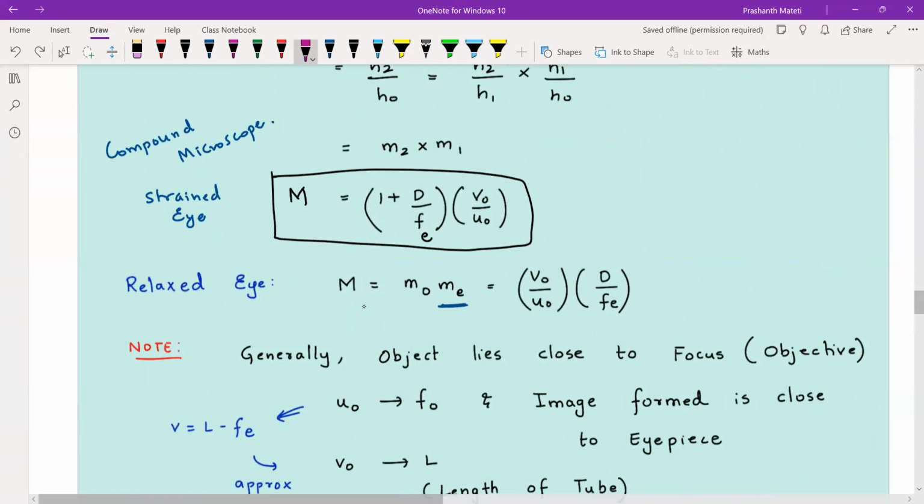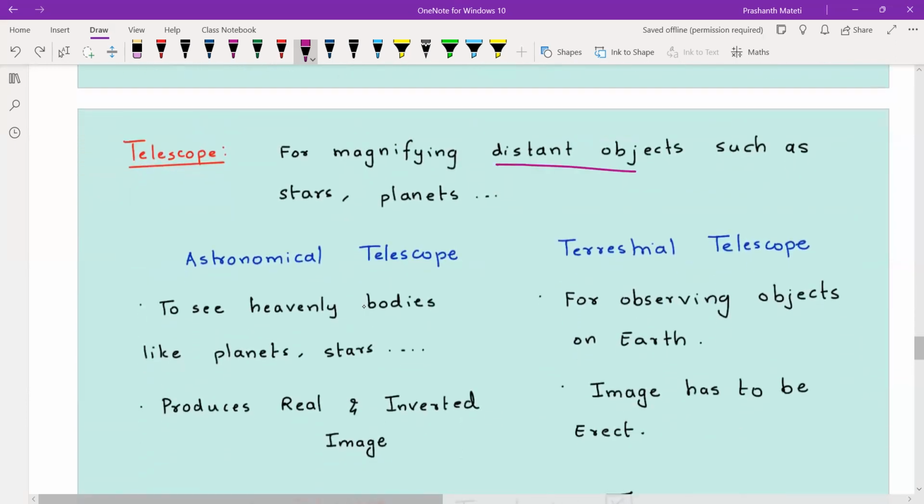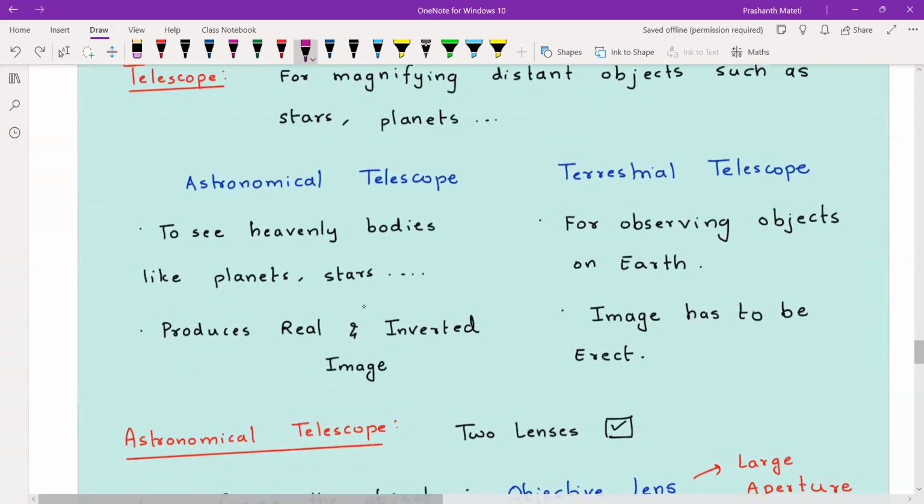Yes, sir. Okay, so telescope again, the purpose is to see distant objects. They could be stars or planets. That is the astronomical telescope, to see far objects like heavenly objects, planets and stars. If you want to see far distant things like far buildings, then that is a terrestrial telescope.